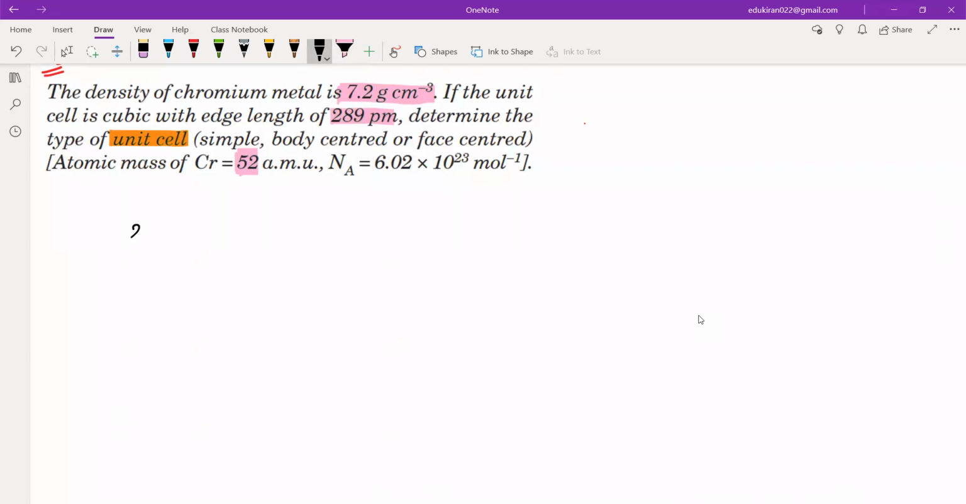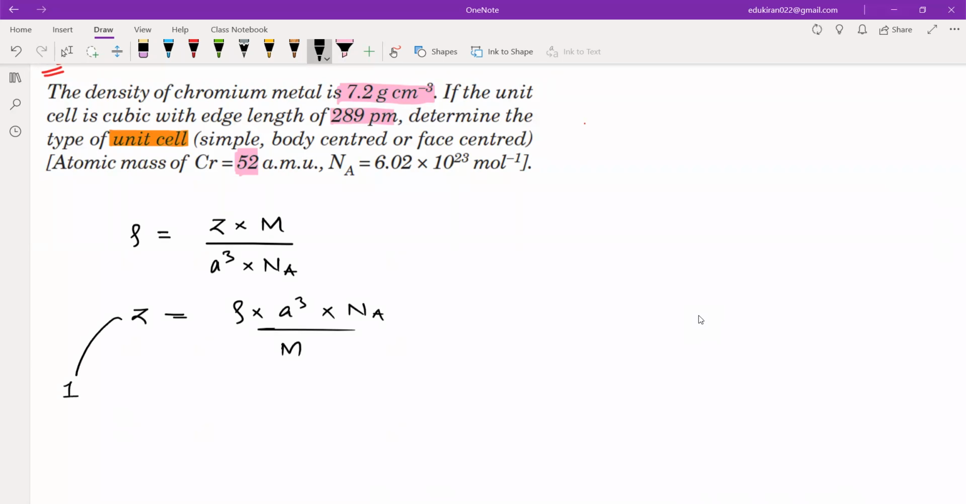So what will you do? You have density, which is equal to Z into the molar mass upon A cube into NA. Then you will rearrange this in order to find the Z. So Z will be equal to density into A cube into NA divided by the molar mass. If you are getting Z equal to 1, it will be simple cubic. If Z is equal to 2, then it will be BCC. If Z is equal to 4, then it is going to be face centered cubic.